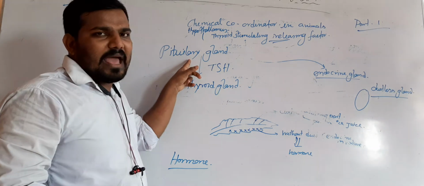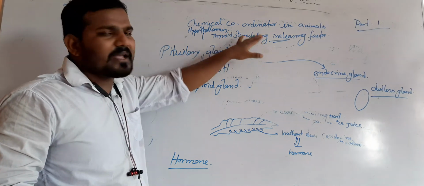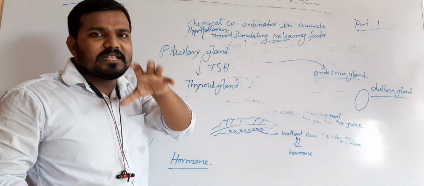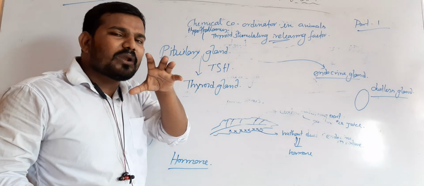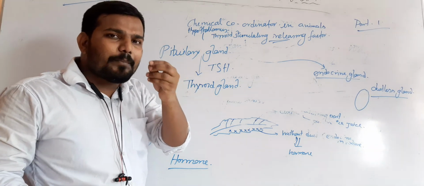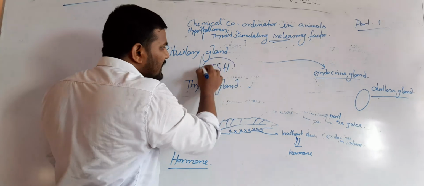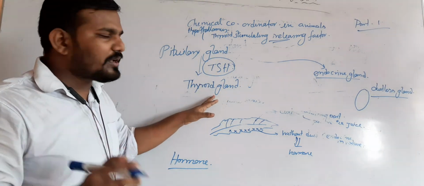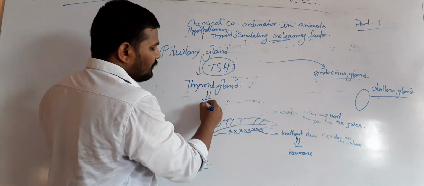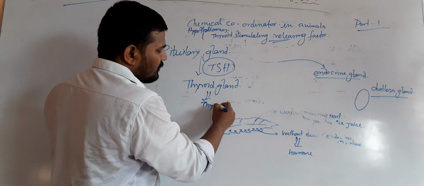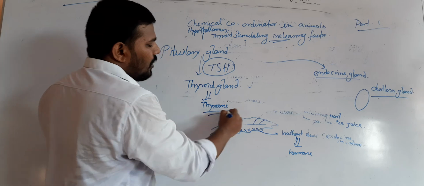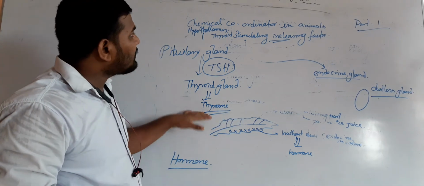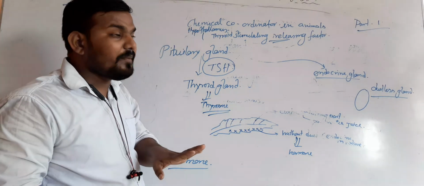the pituitary gland. When this releasing factor reaches the pituitary gland, it will stimulate the pituitary gland. Then the pituitary will secrete the TSH. Similarly, that will mix with the blood and circulate to the thyroid gland. Then we can get the thyroxine hormone. That's why the hypothalamus is known as the supreme commander.